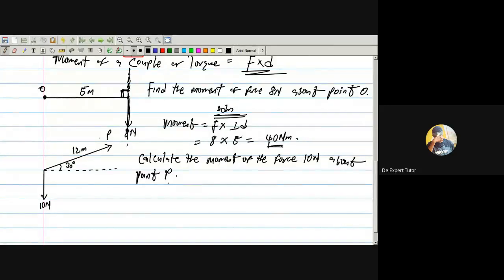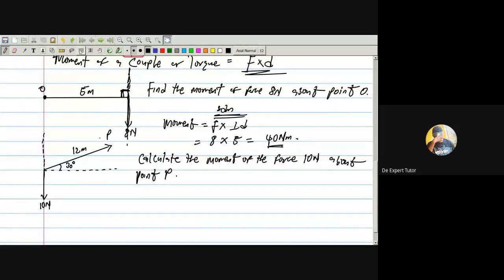Okay. So pay attention, look at it. I want to calculate the moment of this force about this point P. So what are we going to do now? Pay attention. This is a little bit different. Now see. Don't forget that this is the line of action of my force. Just a straight line that passes through this. And you want to find the moment of that force from this point.